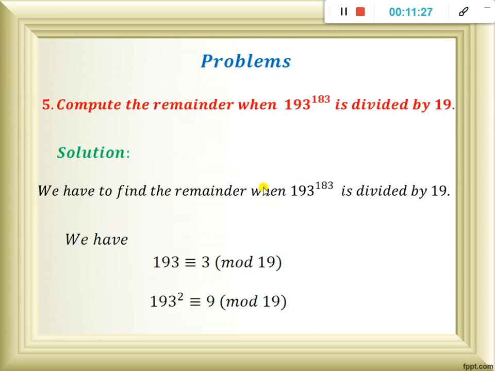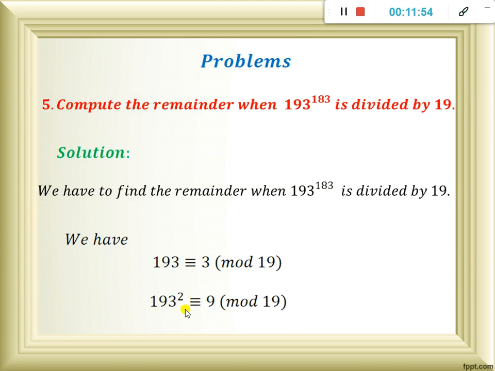Similarly, look at the next sum. It's a very important one. Find the remainder when 193 power 183 is divided by 19, right? So as I said earlier, you can take 193 power 1. 193 divided by 19 means 3 is the remainder, because 10 times 19 is 190. So the remainder is 3. Again square that.